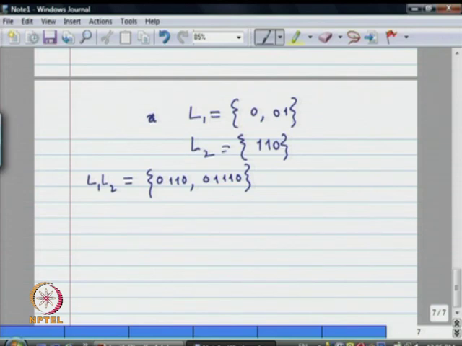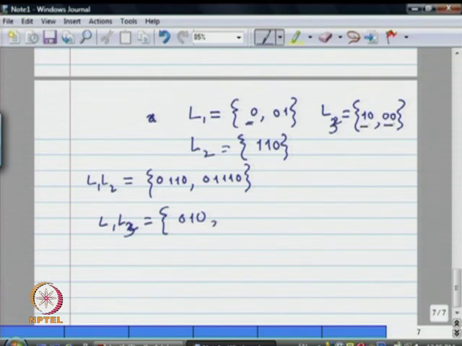Now, suppose L1 is the same language and L3 is another language, say it is 10 and 00. Then L1 L3 will be the set of all strings, say 010, 000, 0110 and 0100. So, it will have four strings. In general, if L1 has m strings and L2 has n strings, then L1 L2 will have at most m times n strings.